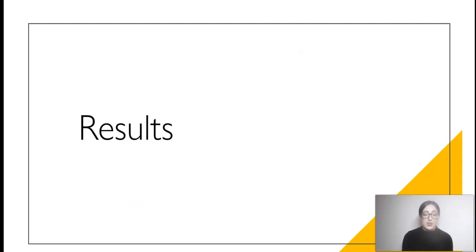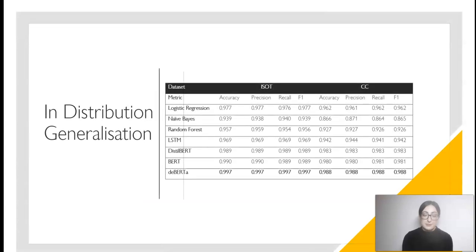So if we go on to look at the results of this study, when looking first at in-distribution generalization, we can see that overall, all of the models performed very well. But we can see that the three BERT-based models outperformed their counterparts across every metric, with the DistilBERT model performing the strongest across accuracy, precision, recall, and F1 for both datasets. So this model performed very strongly.